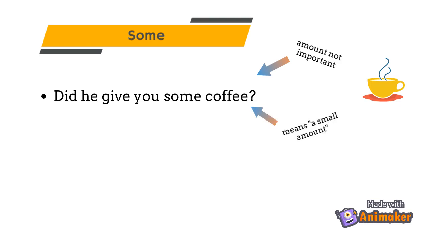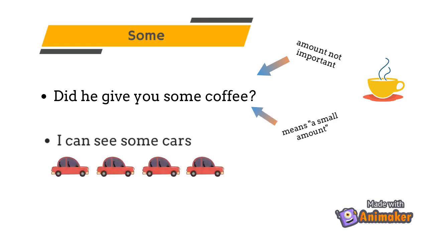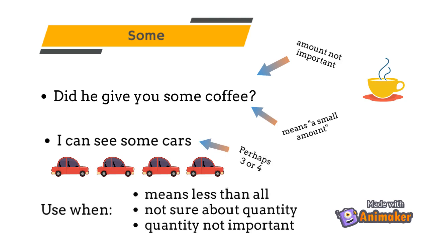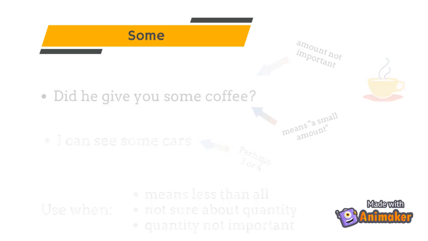Here's another. I could see some cars. In this sentence, we use some with the plural countable noun cars, which means a small amount of cars, perhaps 3 or 4. We use the quantifier some to talk about a quantity that is less than all, or when we are not sure about the quantity, or when the quantity is not important.